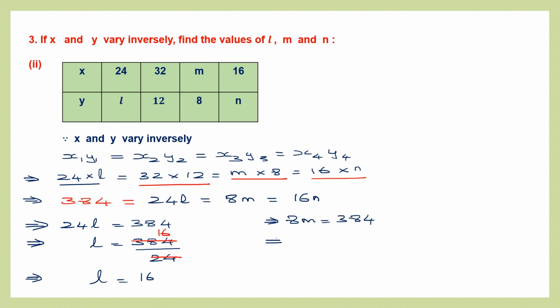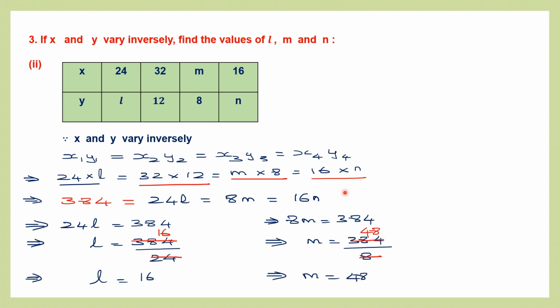So now we're going to find the value of m. M is equal to 384 divided by 8. Again, we can cancel here 8 ones and here 48. You get 48. That means the value of m is equal to 48.